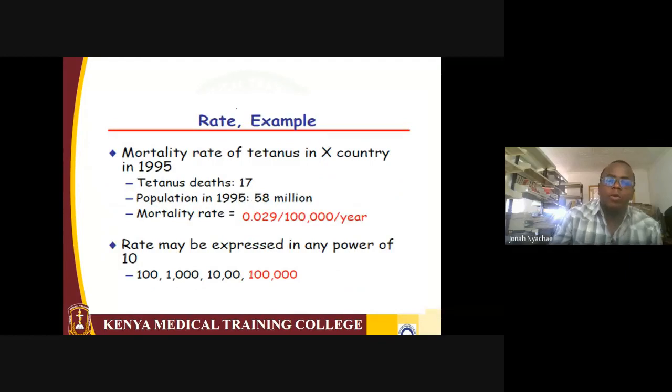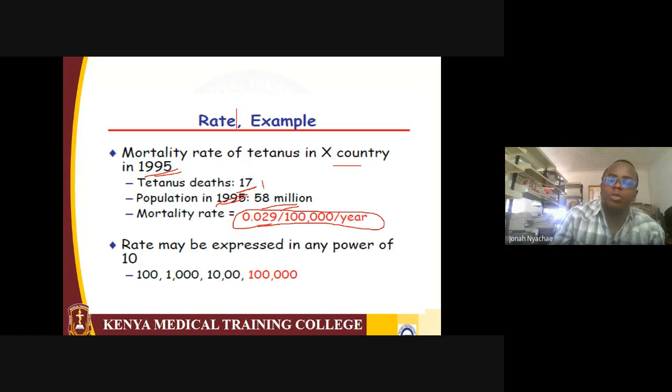For example, the mortality rate of tetanus in X country in 1995. We have tetanus deaths of 17. The population in 1995 was 48 million. So the mortality rate was 0.29 per 10,000 per year.